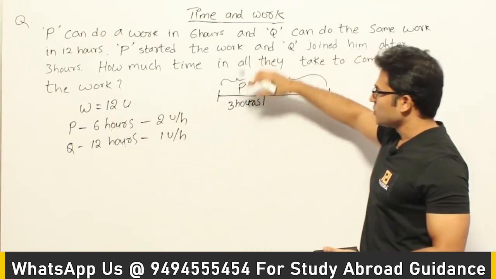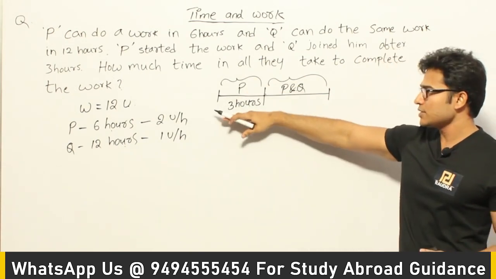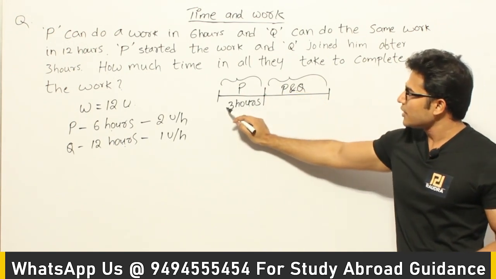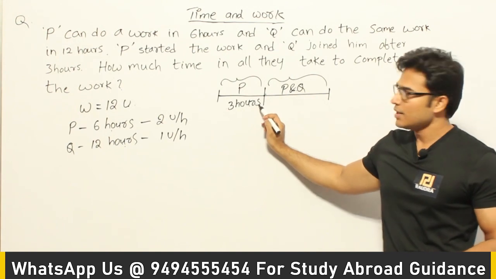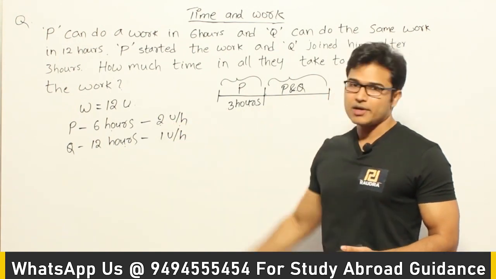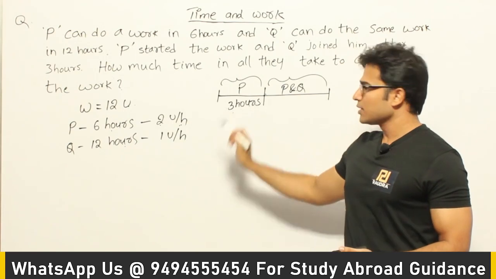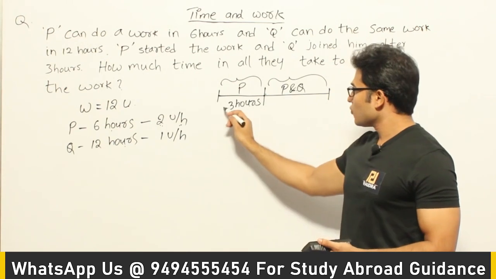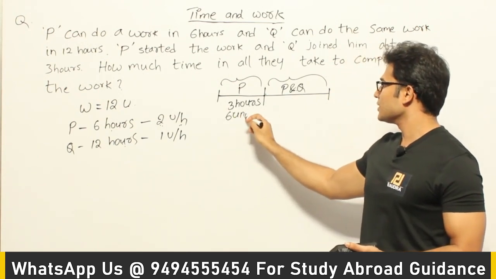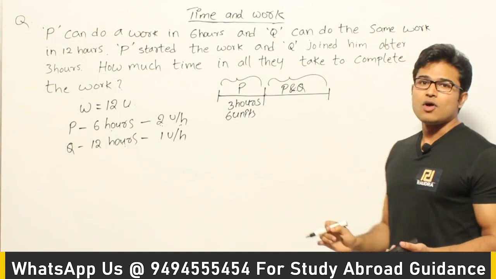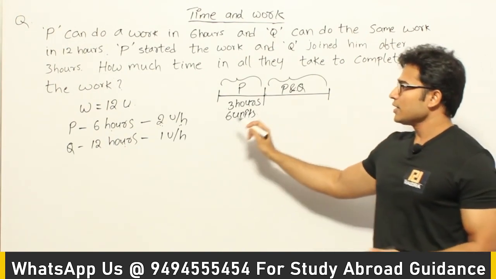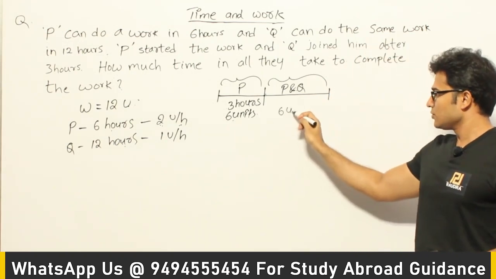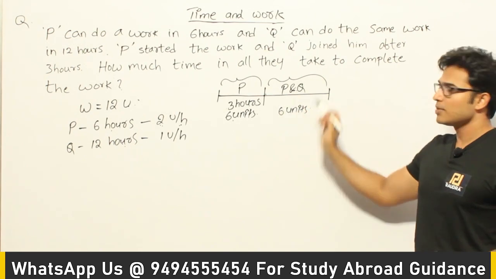If you observe this, the total 12 units of work has to be done first by P and next by P and Q. Now let's see how much work is already finished by P in 3 hours. The rate of P is 2 units per hour, and he is working for 3 hours, so obviously he is going to finish 3 into 2, which is 6 units. Therefore in these 3 hours, 6 units of work is done by P. Now how much work is remaining? The total amount of work is 12 units and 6 is done, therefore 6 units is remaining for them to complete together.